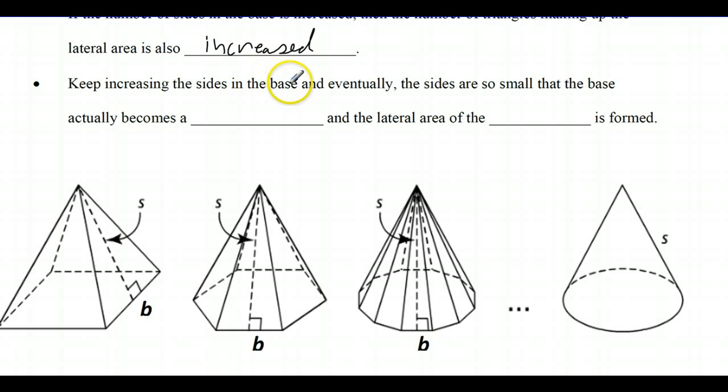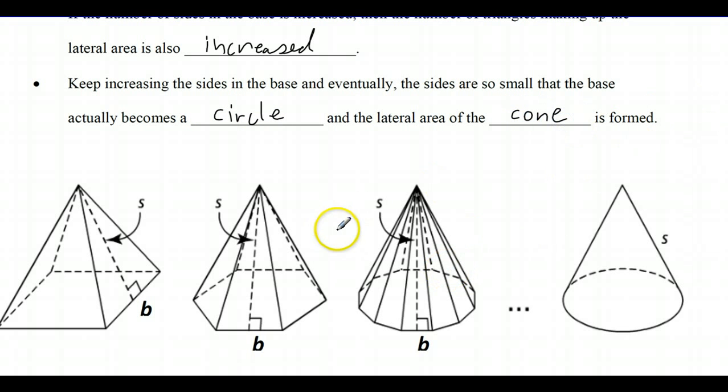Keep increasing the sides in the base, and eventually the sides are so small. Here we have lots, and if we make them smaller, then eventually the base, instead of being these little straight lines, becomes a circle, and the lateral area of the cone is formed.